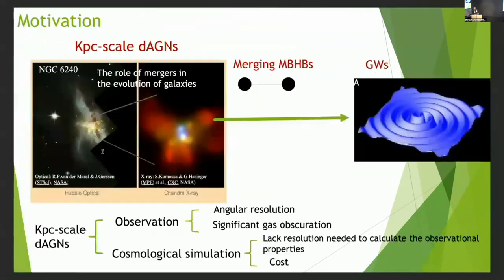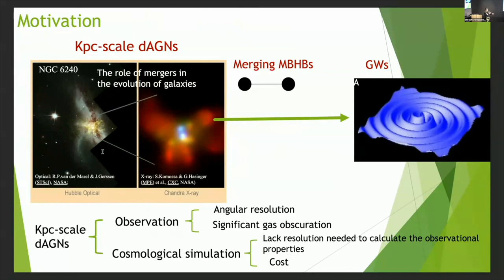Right, sorry about that. So observational searches for kiloparsec scale dual AGNs are crucial for understanding the role of mergers in the evolution of galaxies. Furthermore, these kiloparsec scale dual AGNs are also very important parent populations of merging massive black hole binaries, which are important sources of low frequency gravitational waves. So understanding the population of dual AGNs is necessary for determining the future expectations for gravitational wave detectors like LISA.